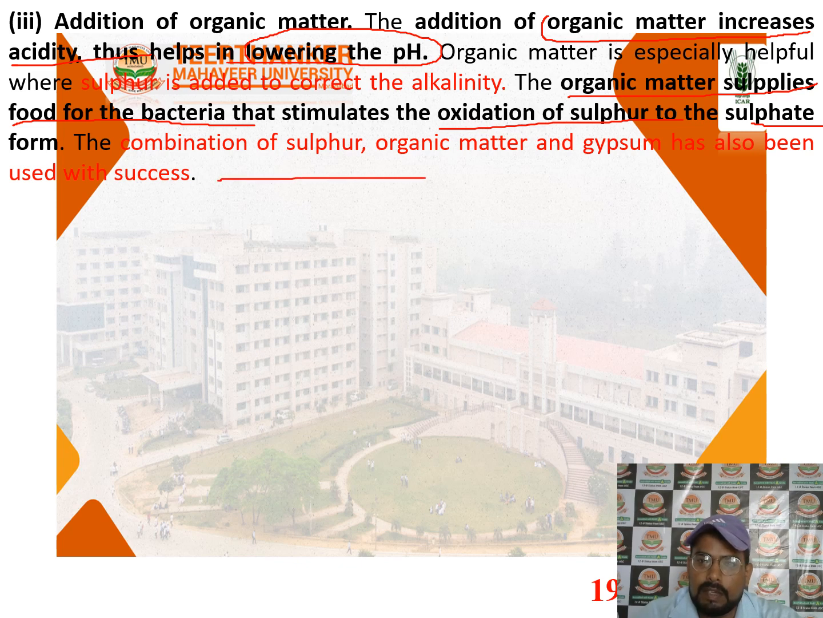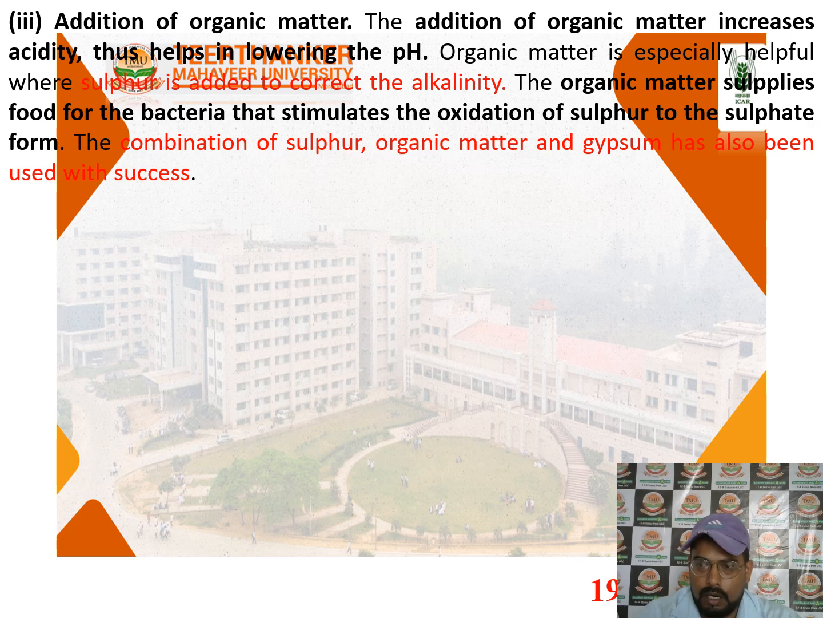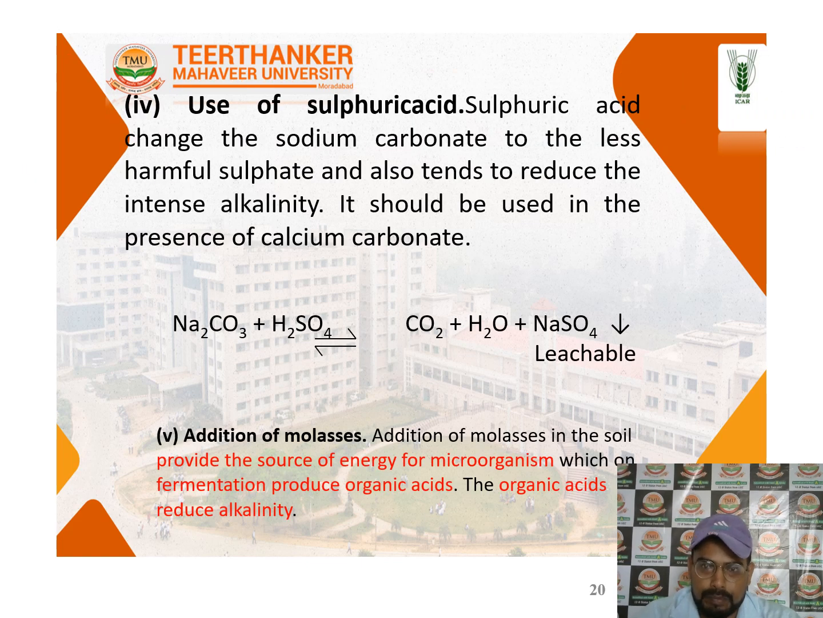With the combination of sulfur and organic matter, gypsum works more effectively in the soil and in the reclamation of specific types of conditions. Second is the use of sulfuric acid. Sulfuric acid is added in the soil that has sodium in sodic nature, like sodium carbonate.